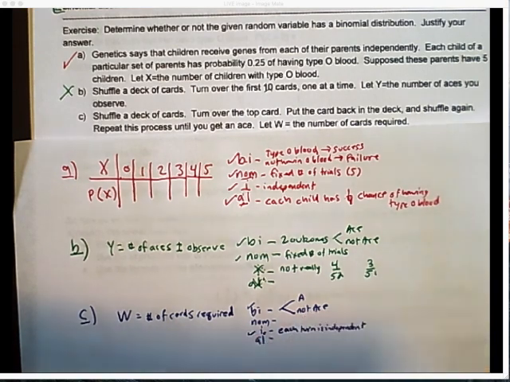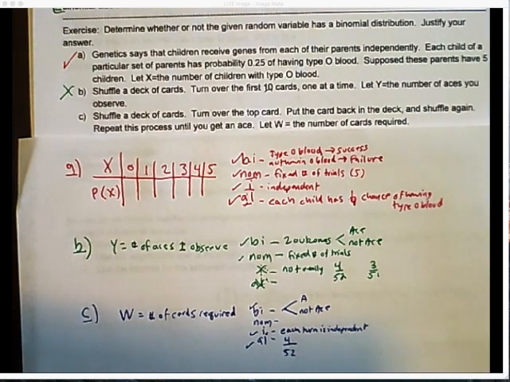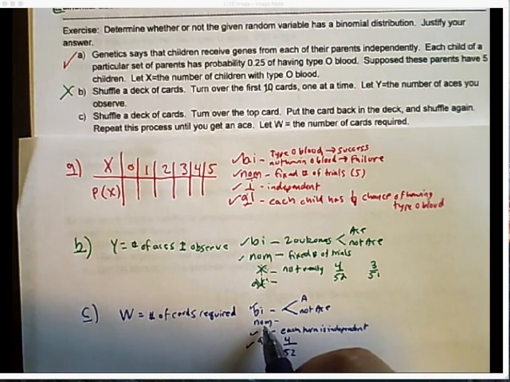Okay, so that one's met. All right, and because I'm putting the card back in, every time I draw, there's 52 cards, and there's 4 aces in the deck, whether I draw one or not. So every time I'm drawing the top card, I have a 4 out of 52 shot of getting an ace.